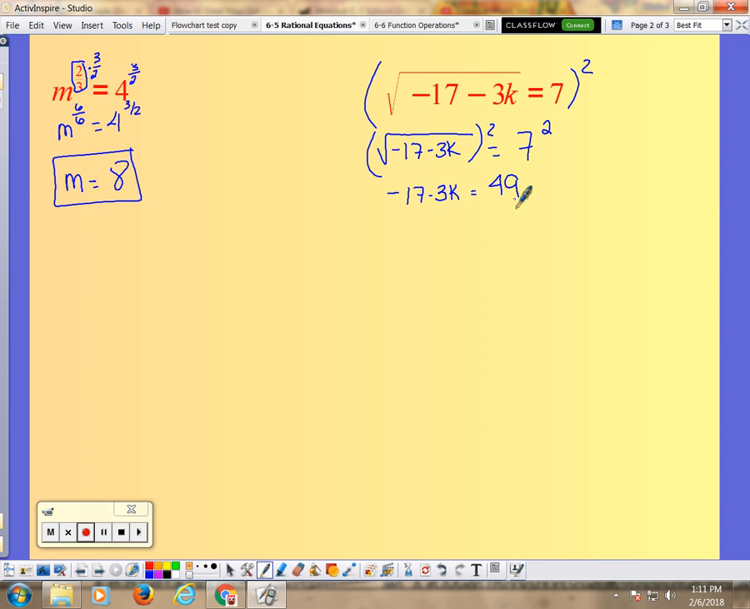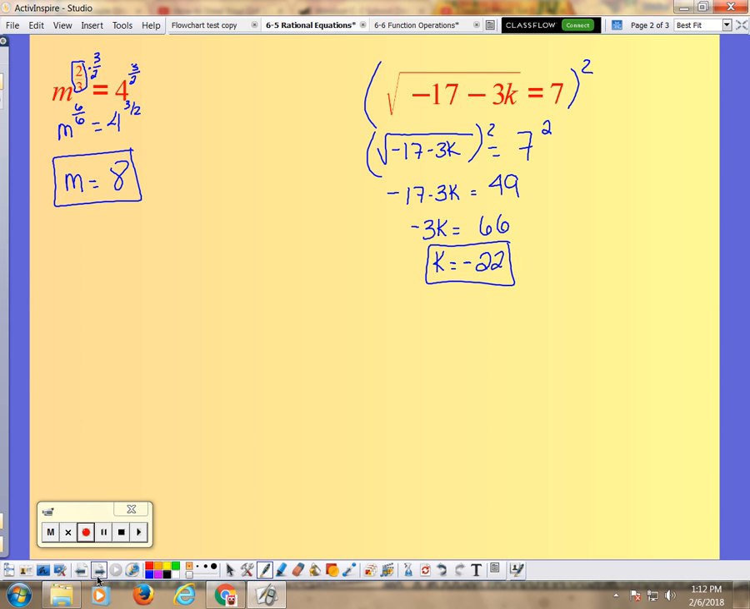So now I'm just going to solve the equation. I'm going to add 17 to the other side. And so when I add 17, I get 66. When I divide by -3, I get -22.